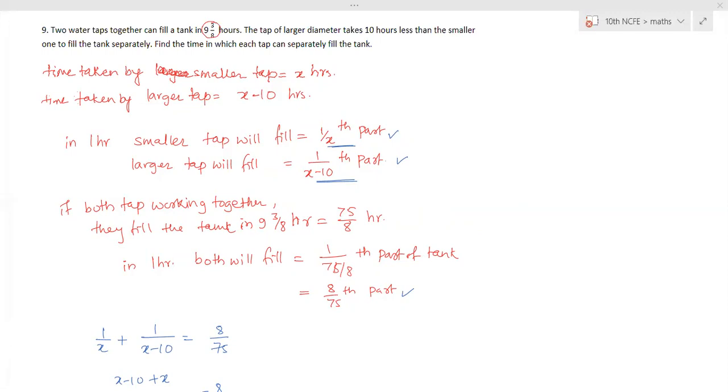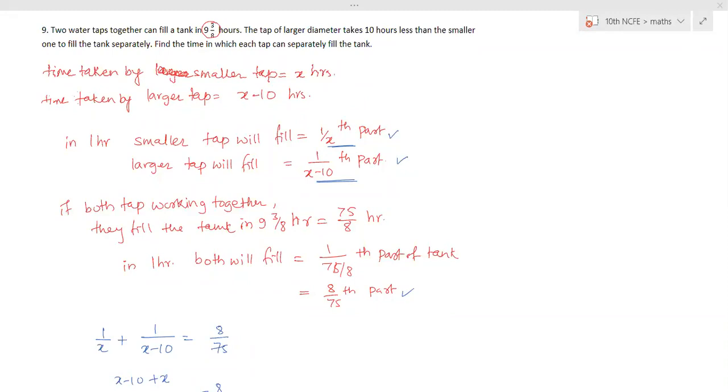Ma'am, if both taps are working together, this part I couldn't hear. Which part? Ma'am, this second part, if both taps are working together. Yeah, both taps working together completely fill the tank in 75 by 8 hours. It is given in the question. So in 1 hour, how much part of the work will both of them do? Yes, Ronak? Ma'am, 1 by the time, 1 by 75 by 8 hours, right? So that means 8 by 75th part is done by both of them together.